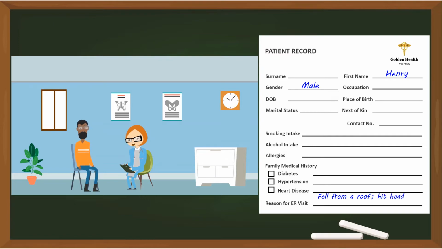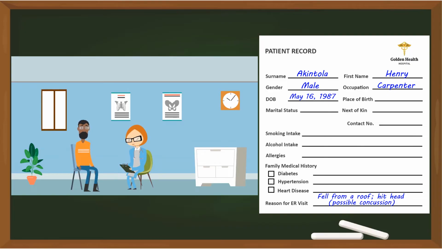I see. It's possible that you have a concussion. First, I'll fill in this form with your details. What's your surname? It's Akintola. Can you spell that for me? A-K-I-N-T-O-L-A. What's your occupation? I'm a carpenter. Right. And your date of birth? May 16, 1987. 1987. Where were you born?